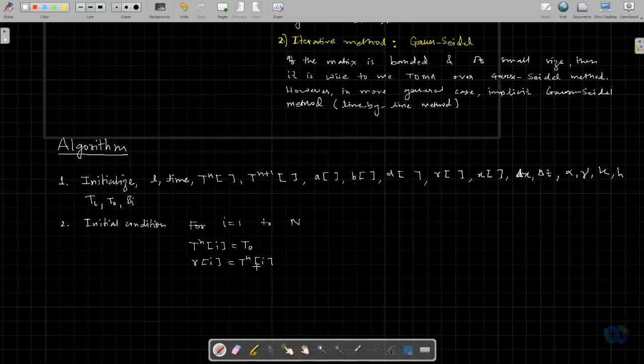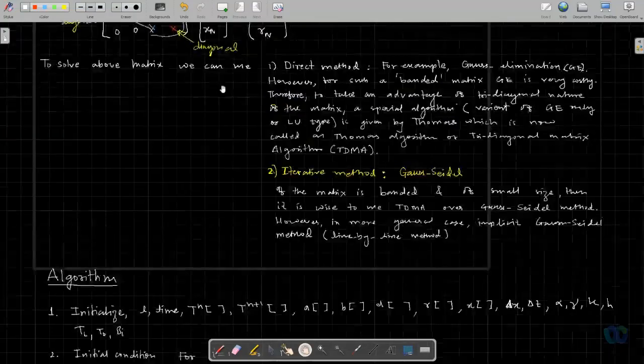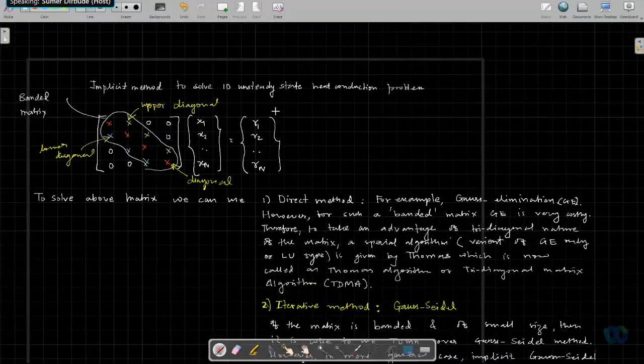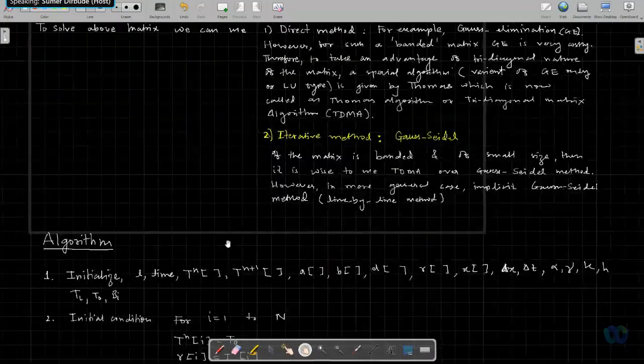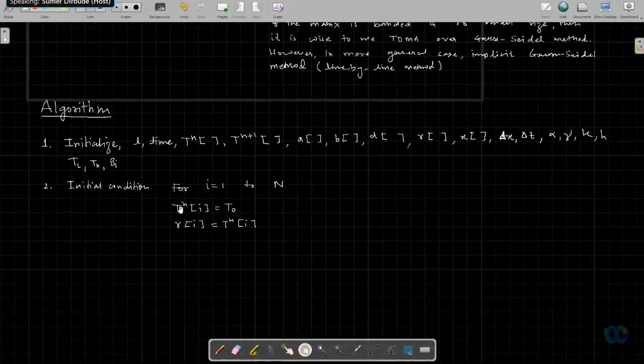Because all the time, the right hand side is a known value. Here, these will be known values, and these will be unknown values, and we are trying to find out the unknowns. But the known value, that is Tn, is already known, and T naught will be some value. So we say that the right hand side is Tn. Once this initialization is done, then we go for time stepping.